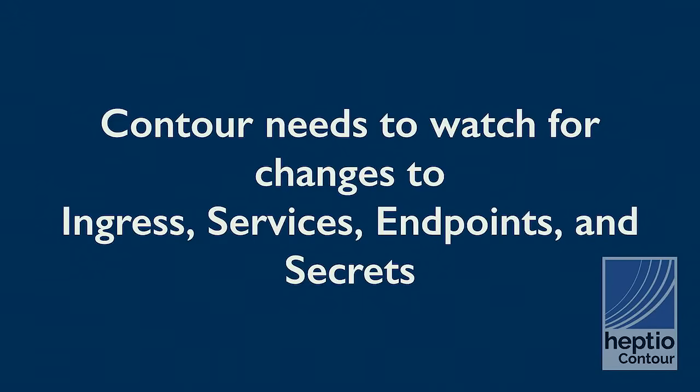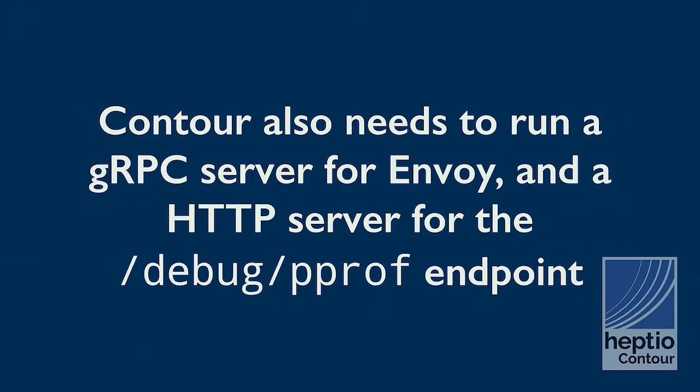And so that means just in Contour, we have to watch ingress, services, endpoints, secrets. There's actually a few more that we watch now. We also need to run the Go routine to host the gRPC server, and also one for the HTTP server that listens on the local host for the pprof debug endpoint. So that's half a dozen different Go routines that represent a running Contour process.